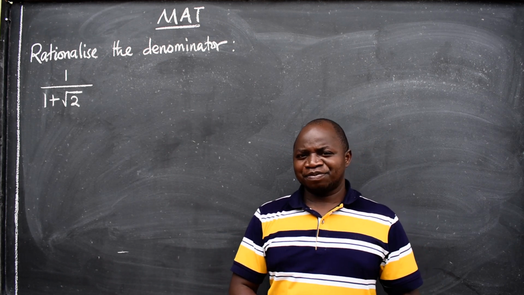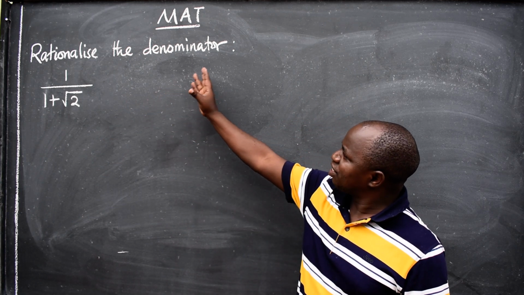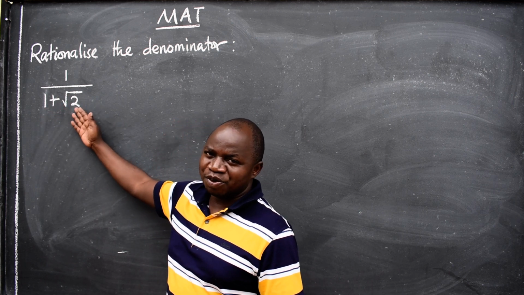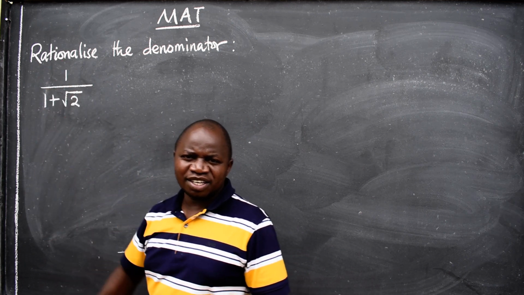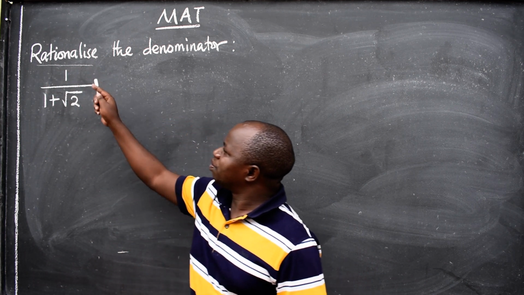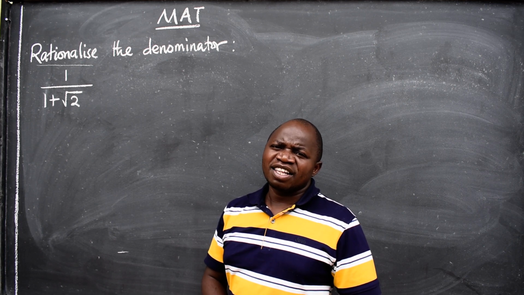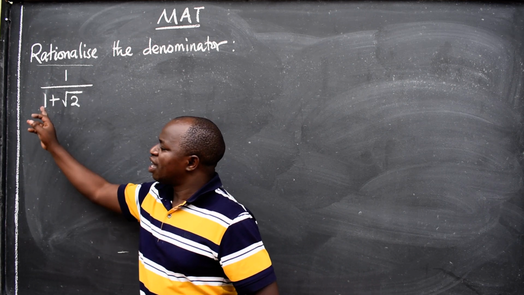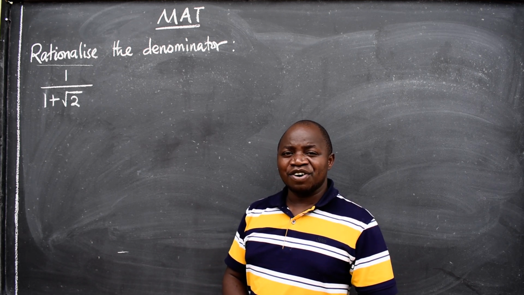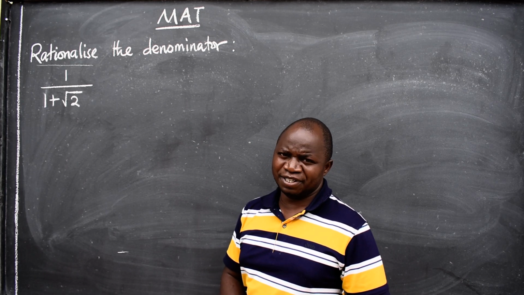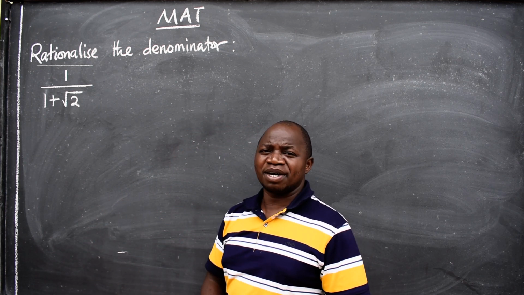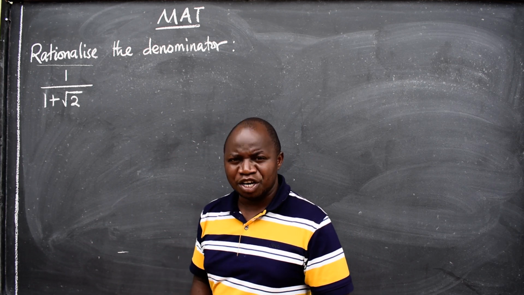Let's look at this question. Rationalize the denominator. We have 1 over 1 plus root of 2. We are told to rationalize. What does it mean? When you are told to rationalize, they are asking you to transform the denominator into a rational number. Alright? So how do we go about it? The way it is here, it is an irrational number. So now we want to transform or to change.